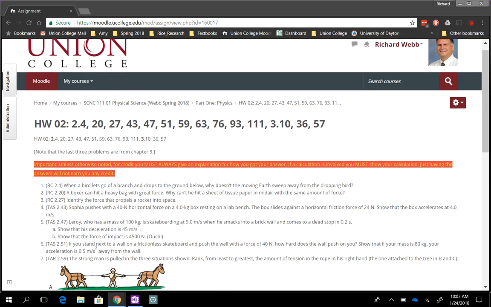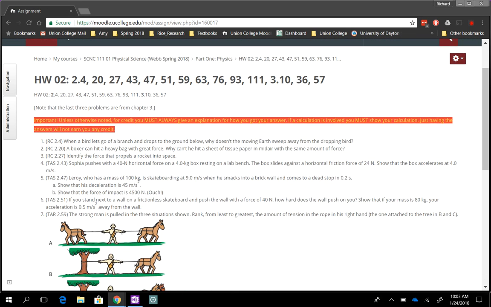Okay, so number 4, Sophia pushes with a 40 Newton horizontal force on a 4 kilogram box resting on a lab bench. The box slides against a horizontal friction of 24 newtons. Show that the box accelerates at 4 meters per second squared. A lot of 4s in that problem. Okay, so your question was how to do it?